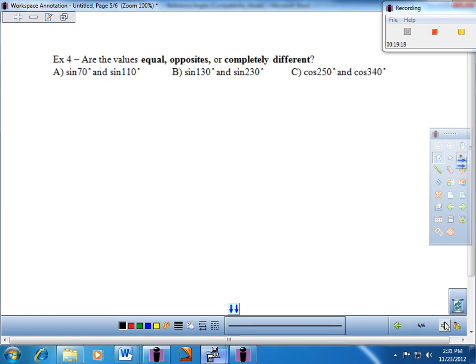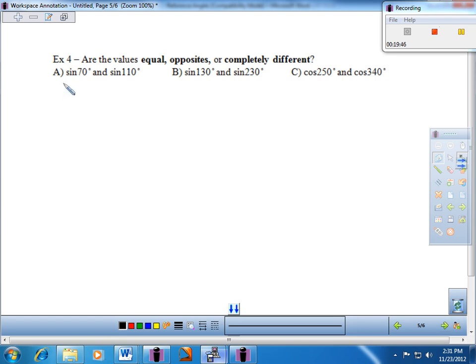Let's take a look at this piece. So without a calculator, what I want us to determine is, are these values the same? Are they opposites of one another? Or are they just totally numerically different? So let's take a peek. It's all based on the reference angle. That's the concept: if it has the same reference angle, the ratios are going to be the same. All 6 ratios are going to be the same. It's just the positive versus negative that you have to deal with.